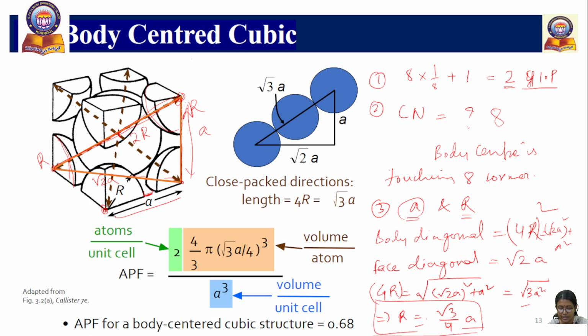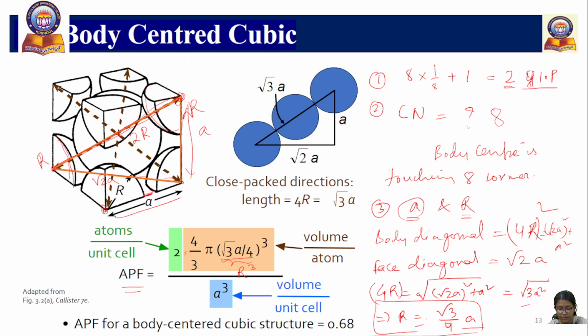Now let us find the atomic packing fraction. What is the volume of the unit cell? Same as previous cases, A cube. What is the volume of the lattice point? 4 by 3 pi R cube. R is equal to how much? Root 3 by 4 A. So instead of R we are writing root 3A by 4.